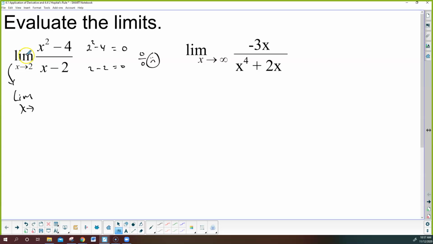It doesn't give us an answer because we don't know if the numerator is going to 0 and the denominator is going to 0, which one's going to 0 faster, and what our answer is going to be. So there's a couple of ways to do this. The first one is just algebra.